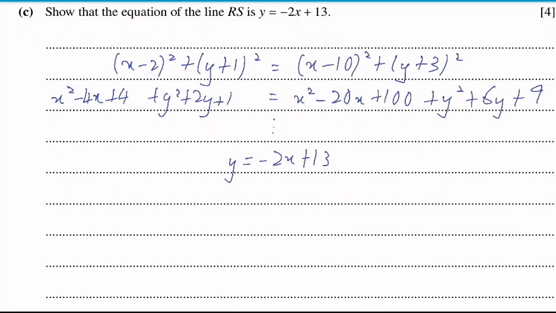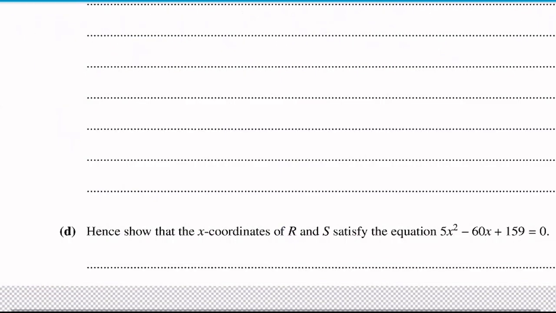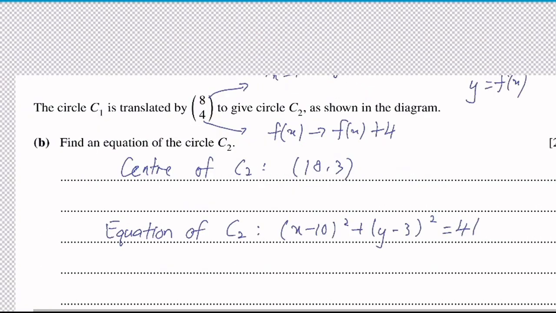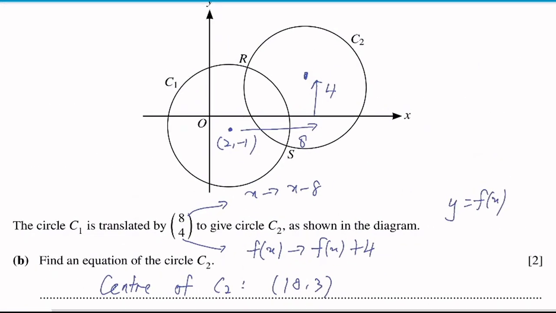Okay, so you get this for sure. And then hence show that the x coordinates of R and S satisfy this equation. We already say that RS is actually on a certain line, so we want to find the x coordinate of that. We are using this equation of the line to intersect with either of the circles.